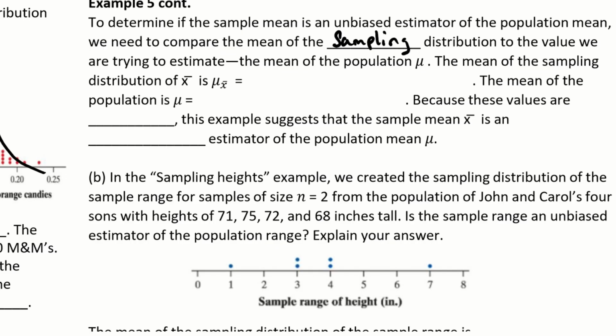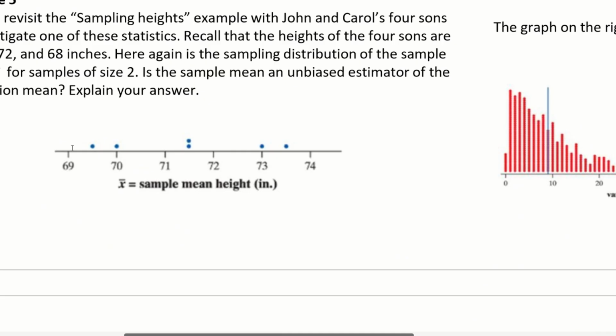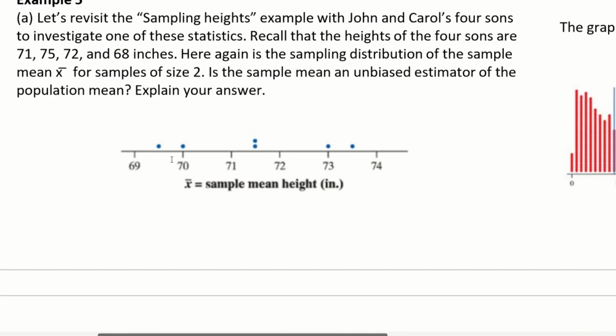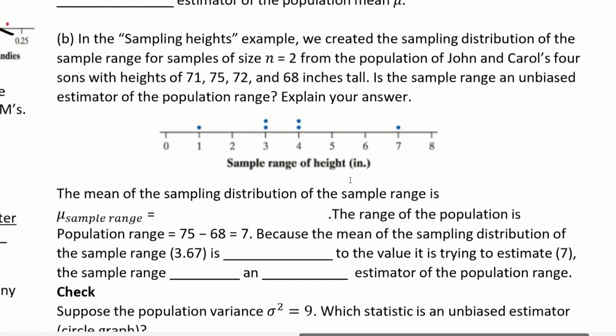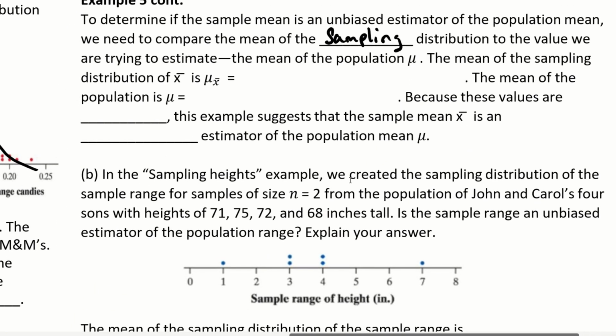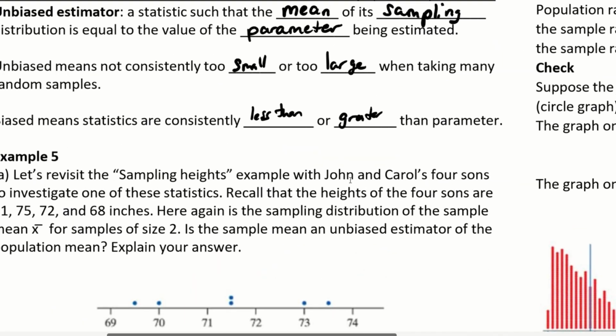Remember that this is the sampling distribution, and these are the values, right? We had a value of 69.5, this is 70, we have 71.5, 71.5, we have a 73 and 73.5. So we're going to add those values up and then divide by 10, because that's how many we had, right? I think there's 10 there. 6, I'm sorry, divide by 6. Okay, so let's go ahead and do that real quick.